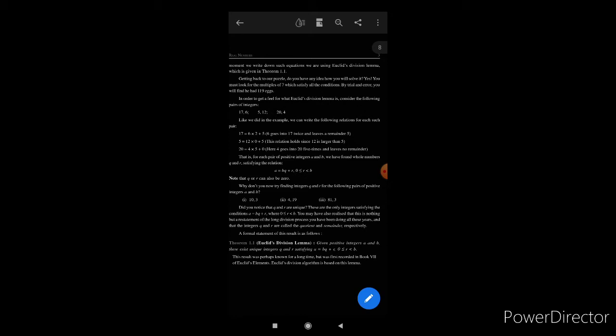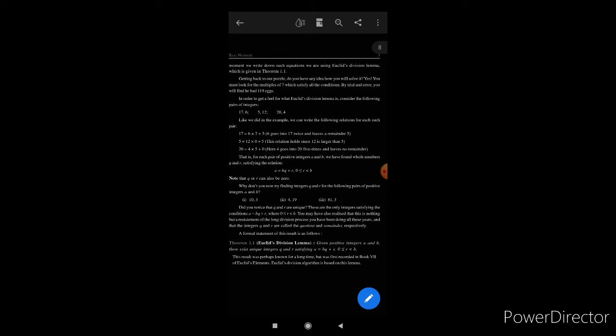Like we did in the example, we can write the following relationship for each such pair. 17 is equal to 6 into 2 plus 5. 6 goes into 17 twice and leaves the remainder 5. 5 is equal to 12 into 0 plus 5. This result holds since 12 is larger than 5. 20 is equal to 4 into 5 plus 0. Hence, here 4 goes into 20 five times and leaves no remainder.